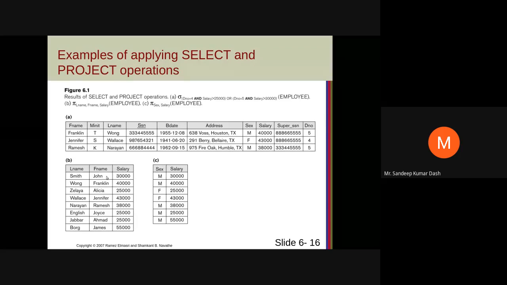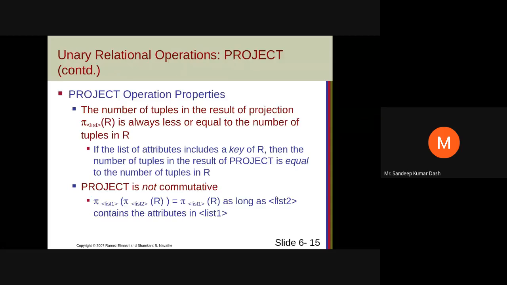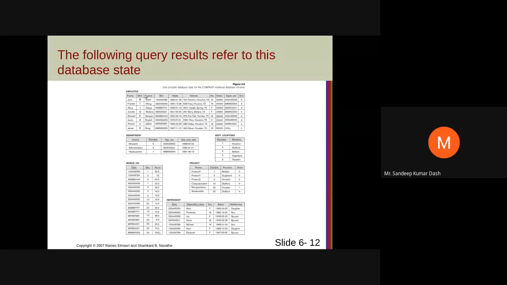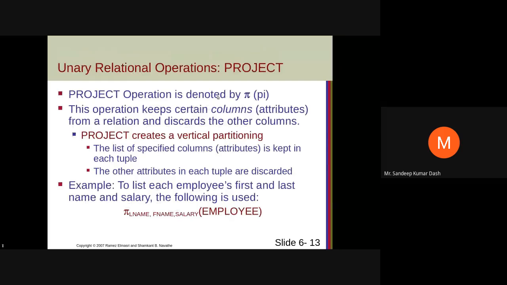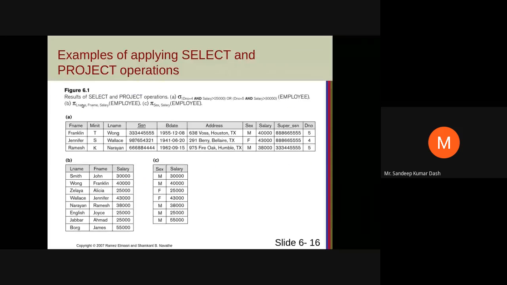Fine. Then one example of pi, the project operation: L name, F name, salary. This is the result. Out of the entire employee table that you saw in the previous one, you are selecting only last name, first name, and salary. In that sequence only the result will come: last name, first name, salary. In that sequence only the result will be shown.